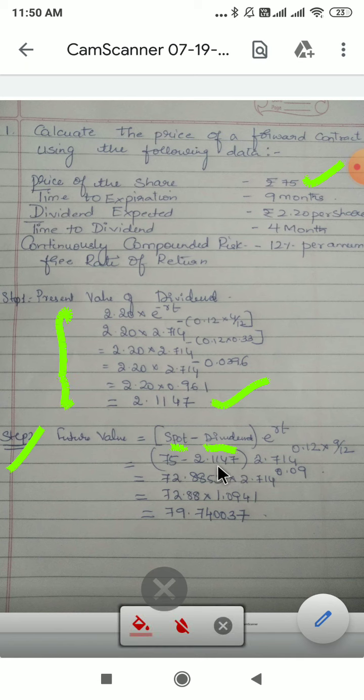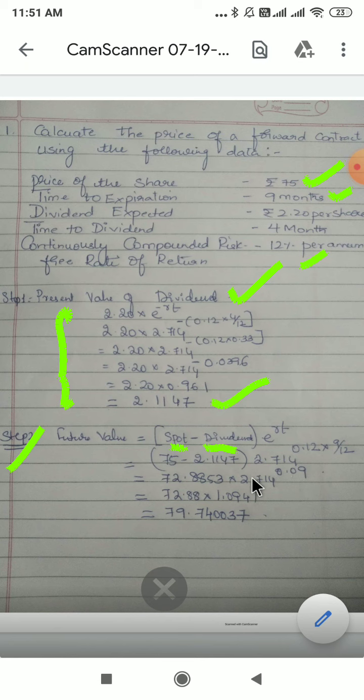Then we know already the formula, e to the power of RT. Please understand, in the case of present value of dividend, we do e to the power of minus RT. In the future value, we do e to the power of RT. 2.714 to the power of 0.12 into 9 by 12. How do we get 9 by 12? T is equal to 9 months, it's given. R is equal to 12% per annum. So multiply that, you will get 0.09.